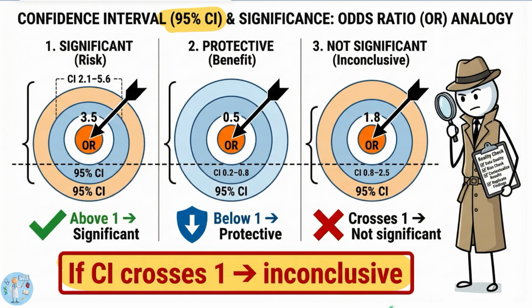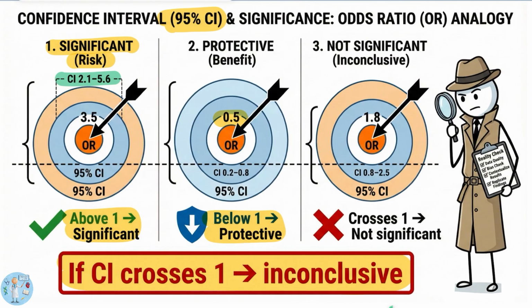Right. Let's run 3 quick examples. A strong positive finding. OR is 3.5, and the CI is 2.1 to 5.6. The entire range is above 1. So we're statistically confident this is a real risk factor. Makes sense. A strong protective finding. OR is 0.5, and the CI is 0.2 to 0.8. Again, the whole range is below 1. It's a significant protective effect.